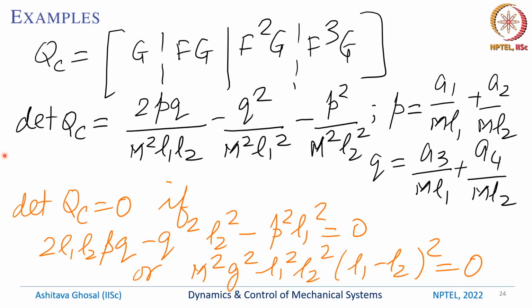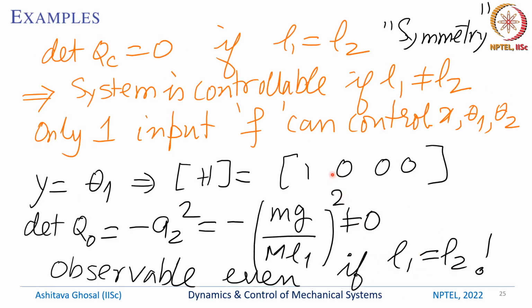I wanted to find out under what conditions that cart with two pendulums is not controllable. Okay, when is the determinant of the controllability matrix for this system 0? And you can see very clearly it will be 0 when L1 is equal to L2, because then this term will go to 0. So hence, determinant of QC equals 0 if L1 equals L2.